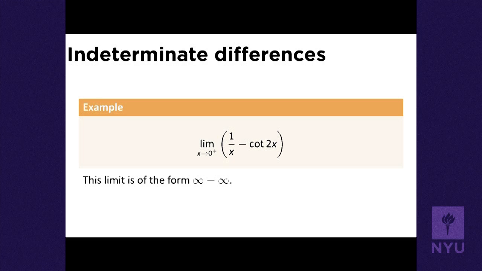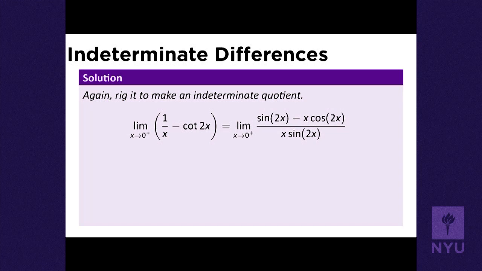So, well, enough waffling. Let's try to actually figure it out. The only way to really figure it out using L'Hopital's rule is to rewrite your indeterminate form as an indeterminate quotient. So when I have two fractions, this is cosine over sine, I can combine them to make a quotient. So 1 over x minus cotangent of 2x is 1 over x minus cosine of 2x over sine of 2x. And then add those fractions to get sine 2x minus x times cosine 2x over x times sine of 2x.